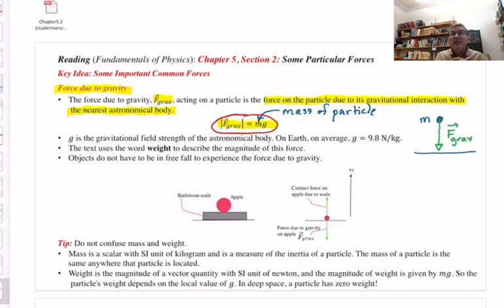I was calling it the acceleration due to gravity, because it was always the magnitude of a particle's acceleration in free fall or projectile motion. But now what I'm going to call little g is the gravitational field strength. Wow, that's a little more impressive. The gravitational field strength of the astronomical body we're on, in our case, Earth. Okay? And so on Earth, on average, the gravitational field strength is 9.8.